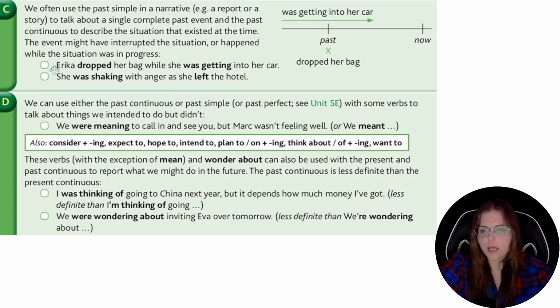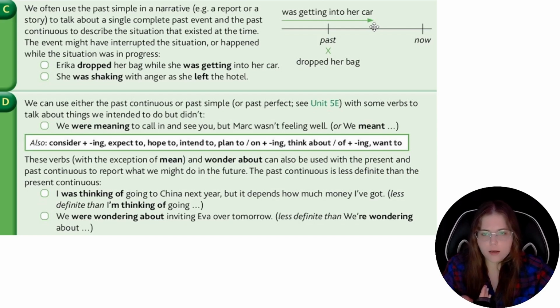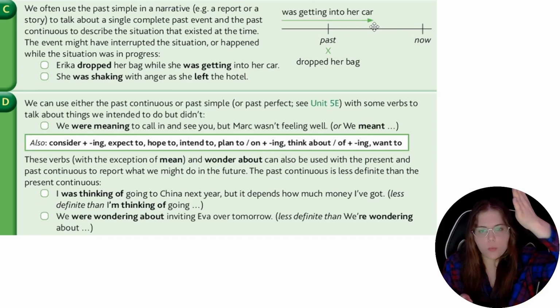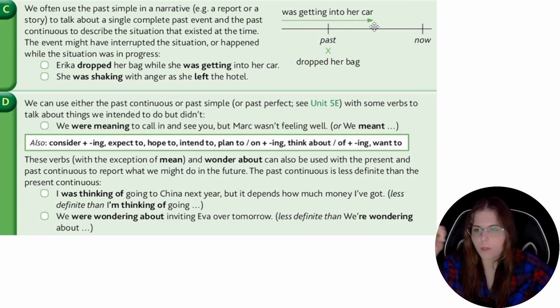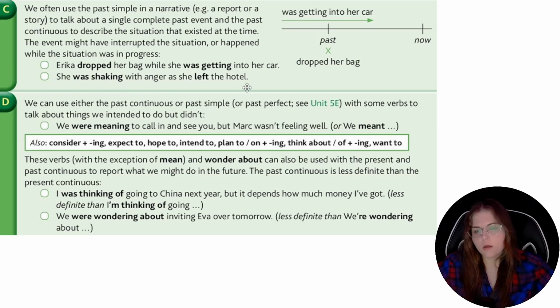For example, Erika dropped her bag while she was getting into her car. She was getting into her car, a long action, and dropped her bag is a sudden action which interrupts her getting into the car. She was shaking with anger as she left the hotel. She was shaking, it was a long action, an emotional action, and she left the hotel. It was just a short action, left. What else?